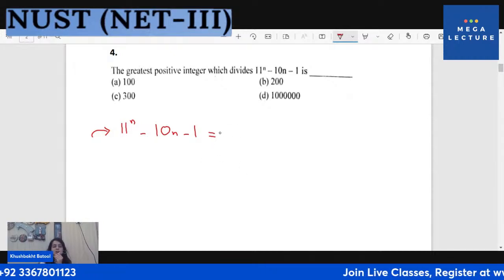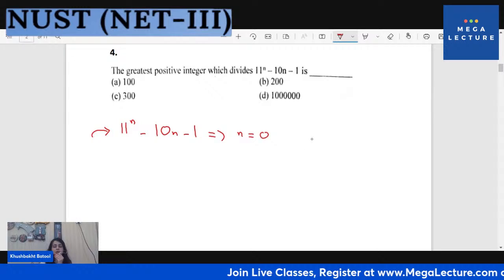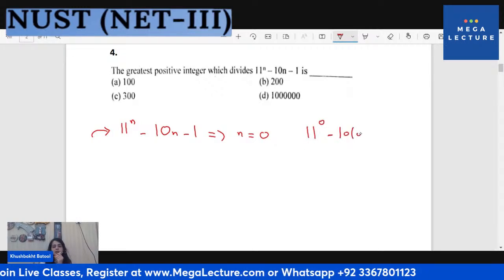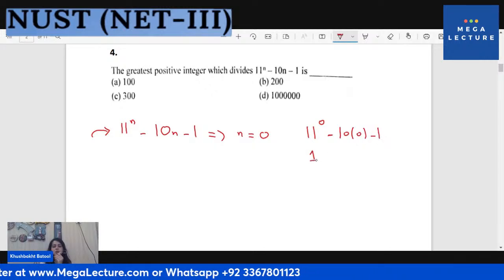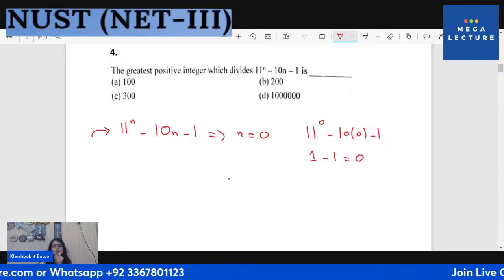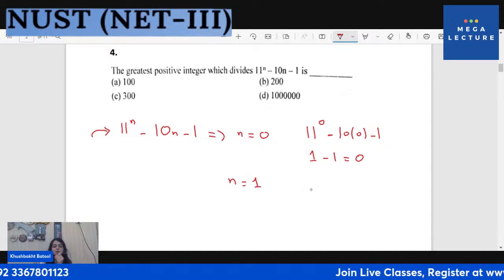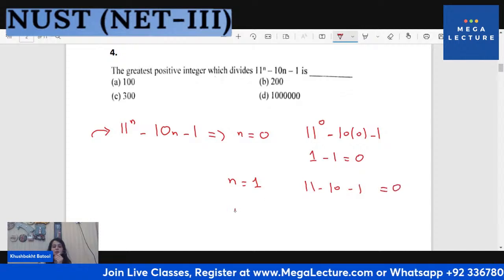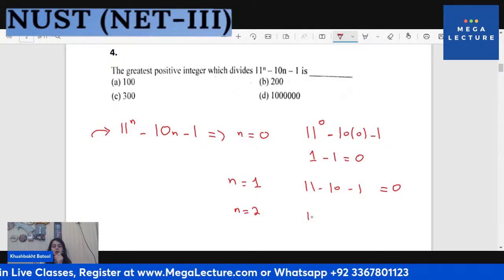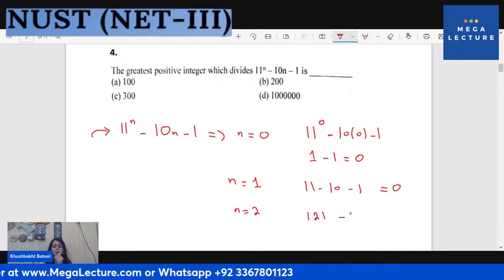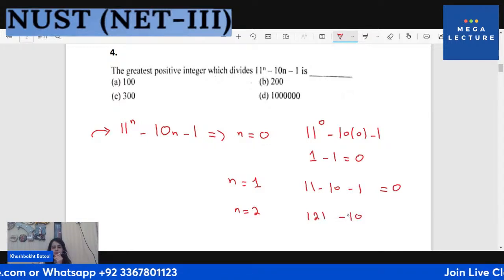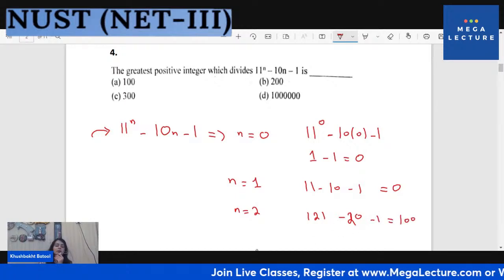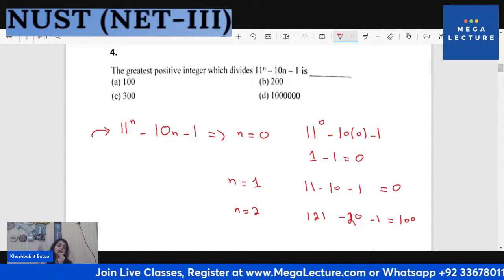If n has the power 0, for n equals 0, it would give me 1. Let's say 11 power 0 minus 10 into 0 minus 1, so it would give me 1 minus 1, that is 0. For n equals 1, it would give me 11 minus 10 minus 1 and it would give me 0. For n equals 2, it would give me 121 minus 20 minus 1, that is 100. Okay, and now when you will increase the power of n, you would get a greater number.